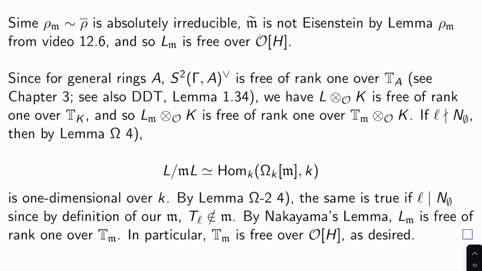Okay. The reason, by the way, that this part of lemma omega dash 2 applies when l divides N sub empty set is because by our definition of frac m, T l isn't in frac m, and you have to check that to actually apply that lemma. All right, well, now you can apply Nakayama's lemma again to get that L sub frac m is free of rank 1 over T sub frac m. Okay, but then if that's true, T sub frac m must be free over O bracket H, but that's exactly what we're trying to prove.